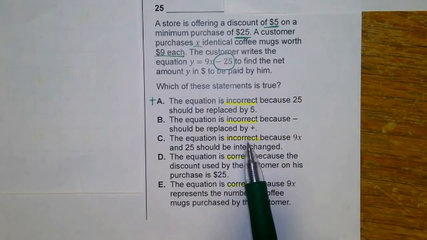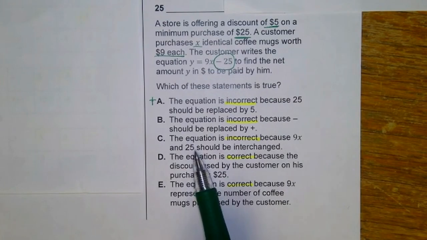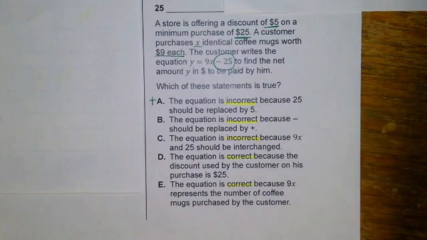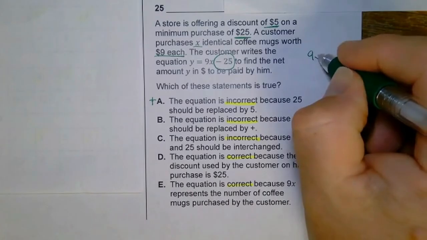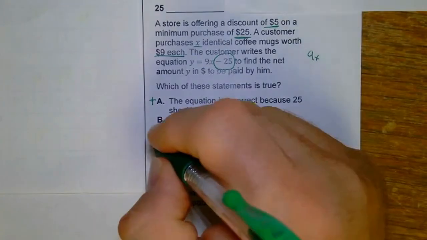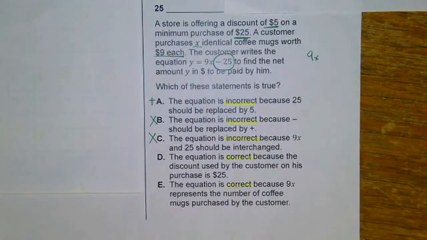The equation is incorrect again because the 9x and the 25 should be interchanged. I don't like that either. We're paying $9 per cup. We're not paying $25 per cup. So to me, this is a no.